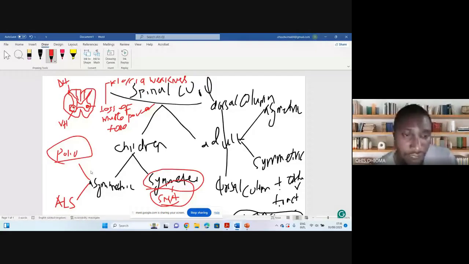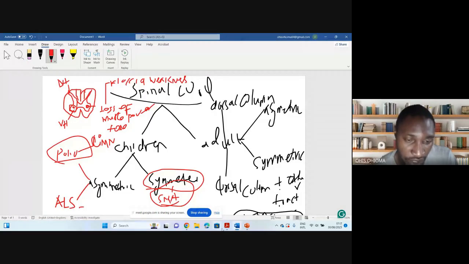Now, the problem is how do you differentiate the asymmetric components among both of them, right? Polio is asymmetric, but usually the patient doesn't have upper motor neuron lesions. So you see the patient has asymmetric involvement of the anterior horn cells, and there's no upper motor neuron lesion. If there are no upper motor neuron lesions, you are thinking of polio. If the patient has upper motor neuron lesions, you're thinking of ALS.